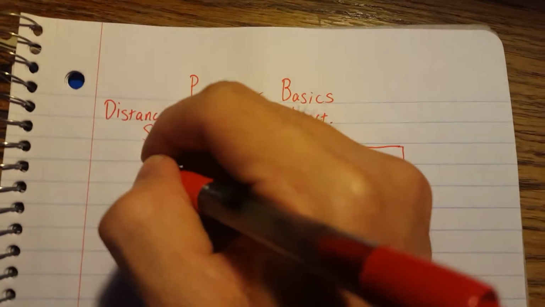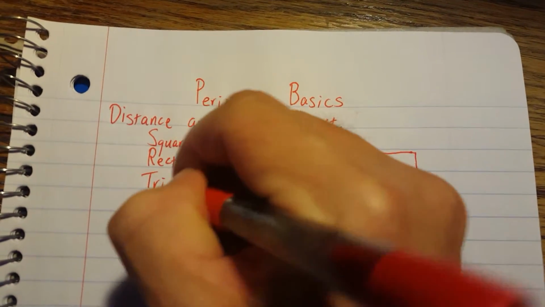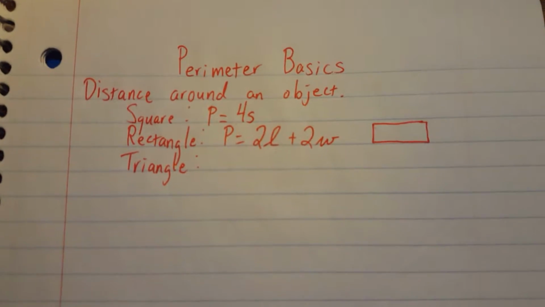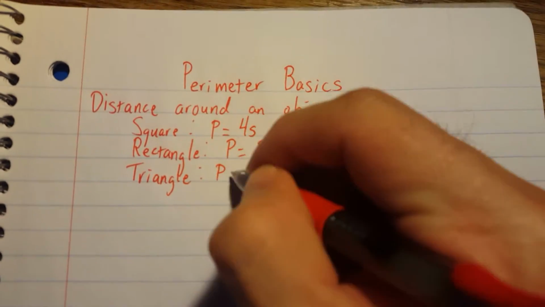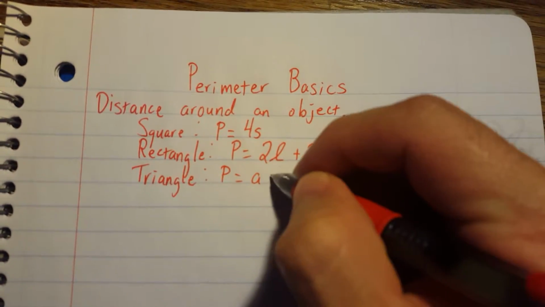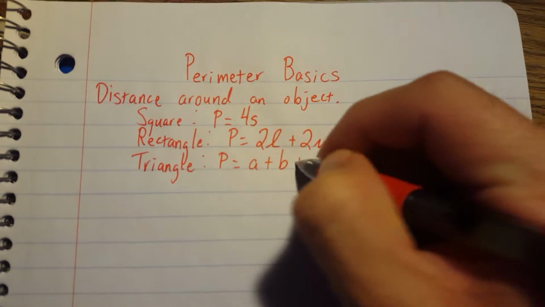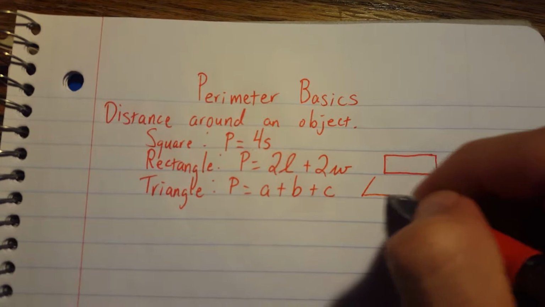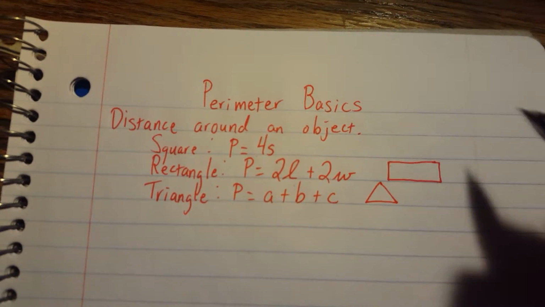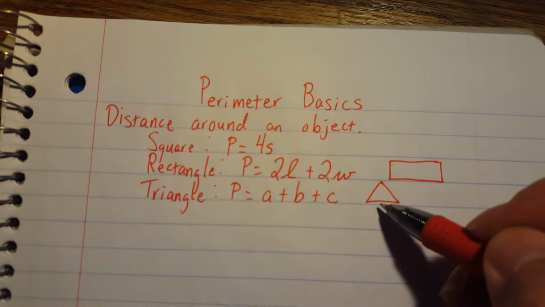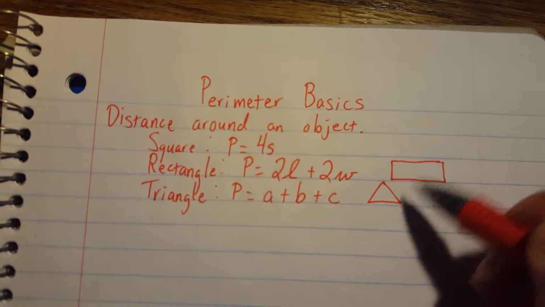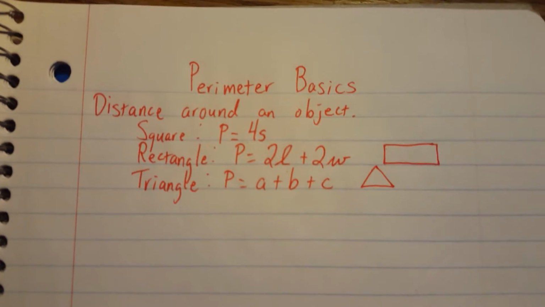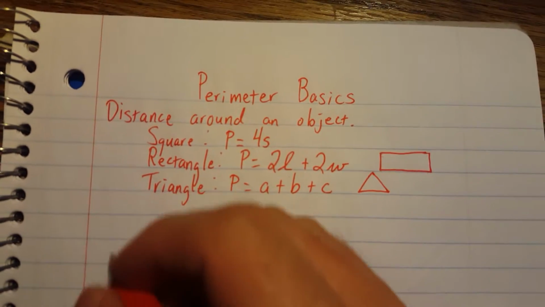Okay, let's talk about a triangle. Triangle has formula that again captures the essence of what it means to be perimeter, where all you have to do is add up side A plus side B plus side C. So you've got this triangle right here. You add up that side, and that side, whatever the values are. That's your perimeter.